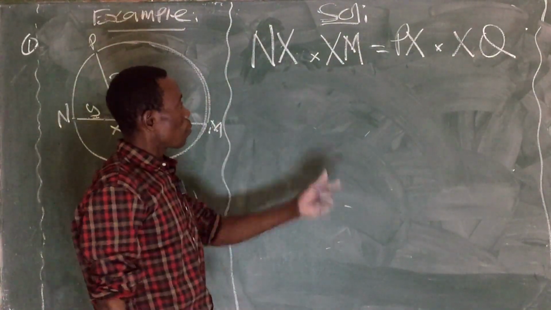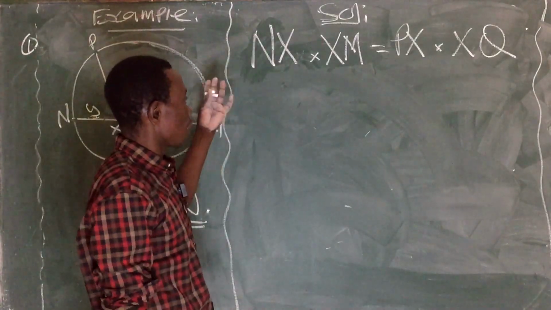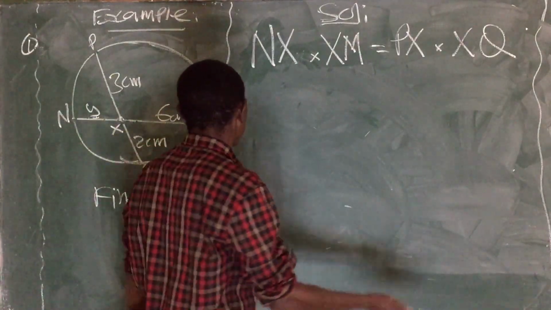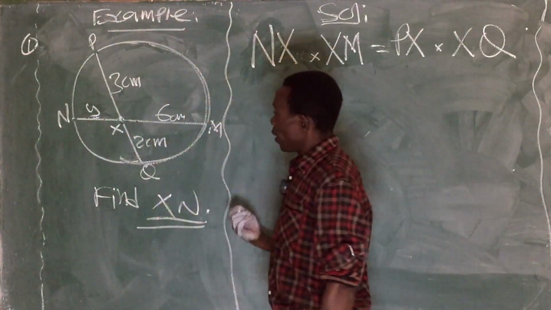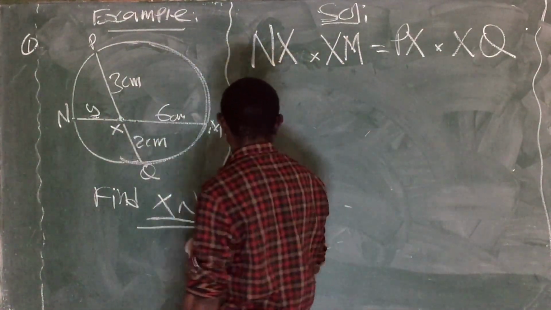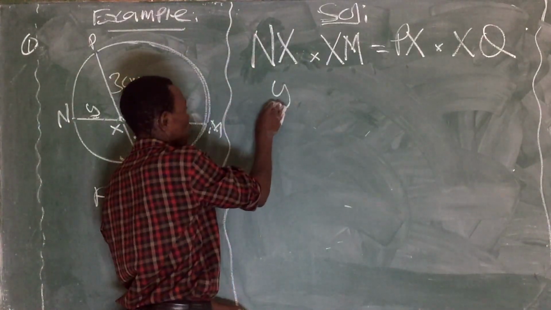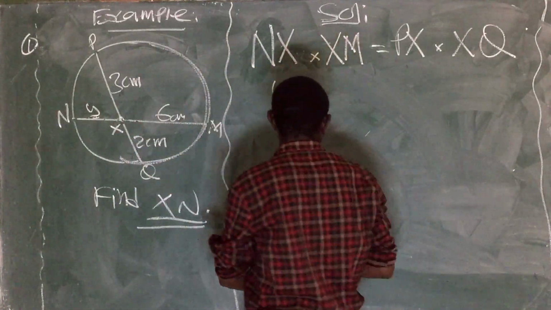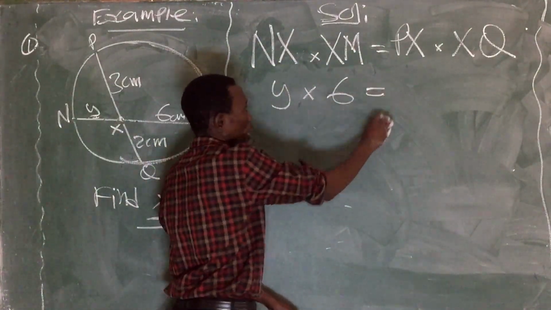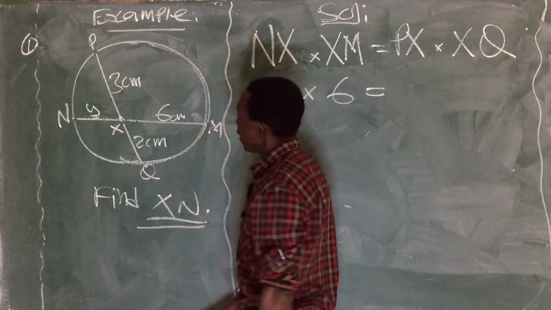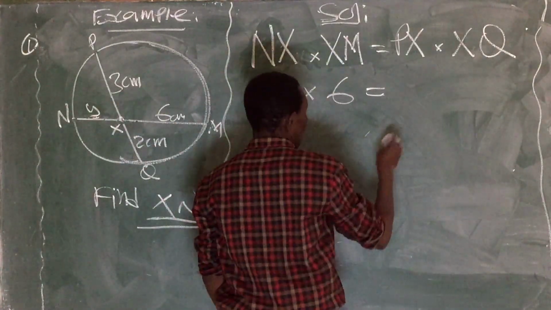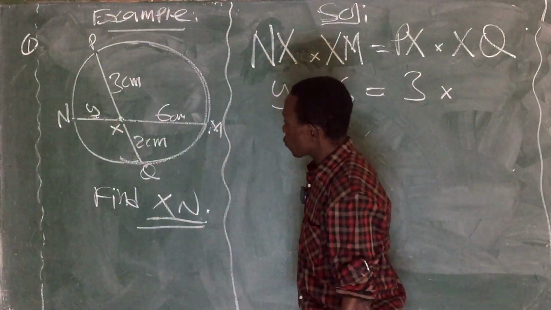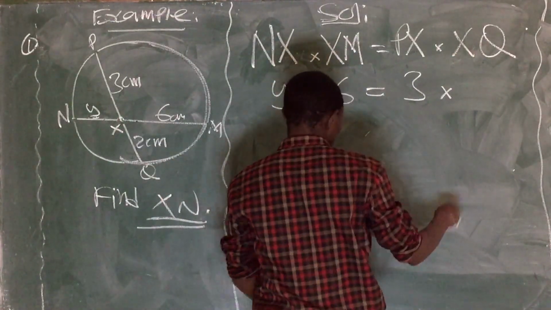The moment you write that relationship that exists among the four parts of the chords, just substitute the value of NX. The value of NX is represented by Y, and that is our interest. So I'll write Y multiplied by XM. XM is given as 6, so I'll write 6, equal to PX, which is 3, so I'll write 3 here, multiplied by XQ. XQ here is 2, so you write 2.